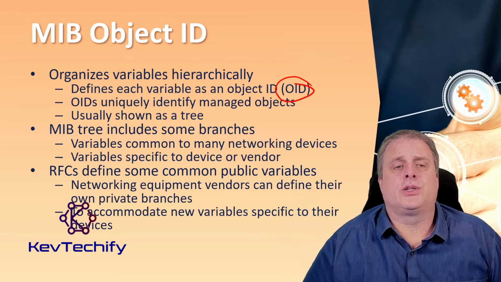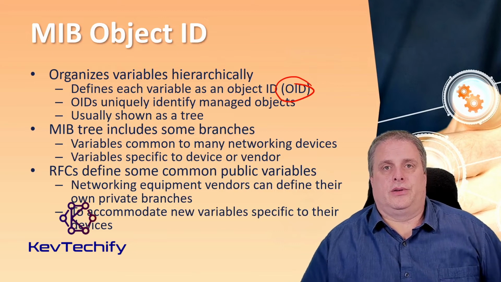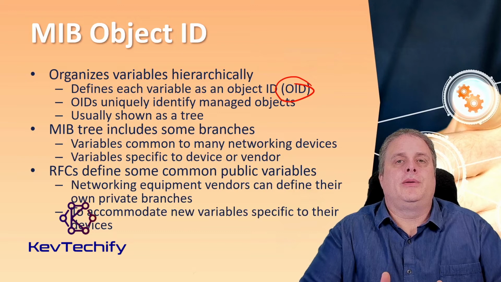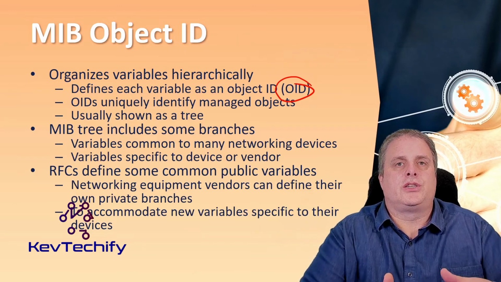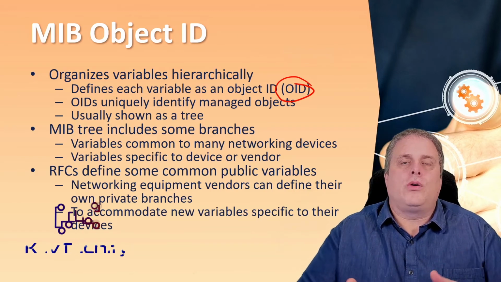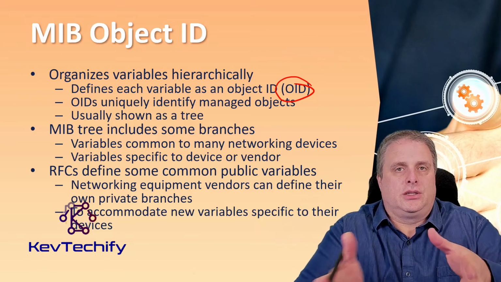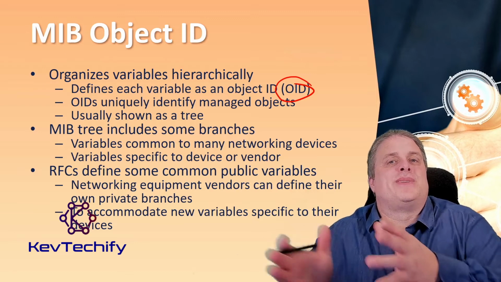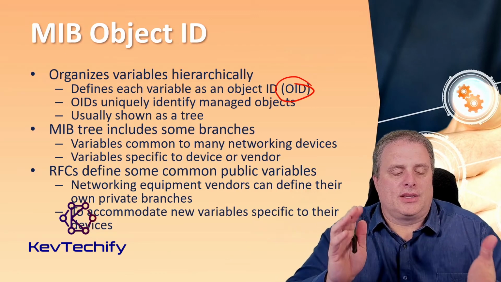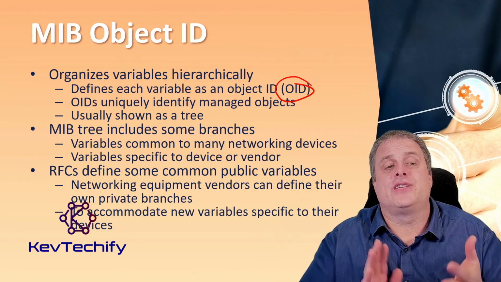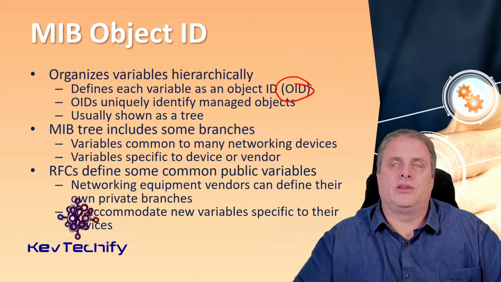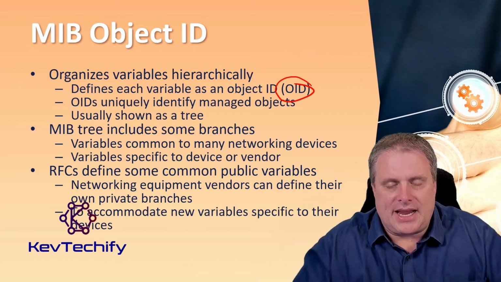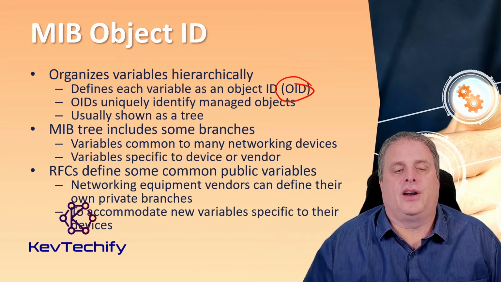Now, this MIB tree includes some branches, and some of these branches could be common settings and branches to all network devices. All routers will have the same branch or a couple branches there, but then a vendor could put in their own specific branch to make it specific for the device and the features that are on that device. Now, different RFCs all work together that establish those common public variables.